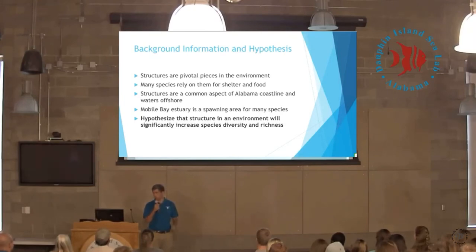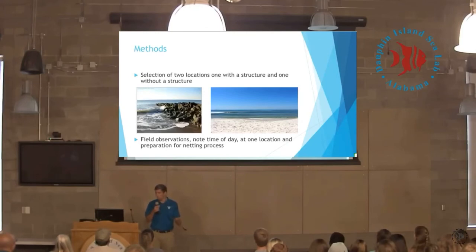My hypothesis is that the structure in an environment will significantly increase species diversity and richness. My methods are, first I had to choose 2 locations to test. I chose both of them on the east end of the island and at the beach behind the Sea Lab. My structured location was along a groin, which is essentially a bunch of rocks that we put to prevent erosion, but they provide good shelter for fish and a place for algae to grow. My second location was just open beach off the east end. There was no structure, it was just sand.